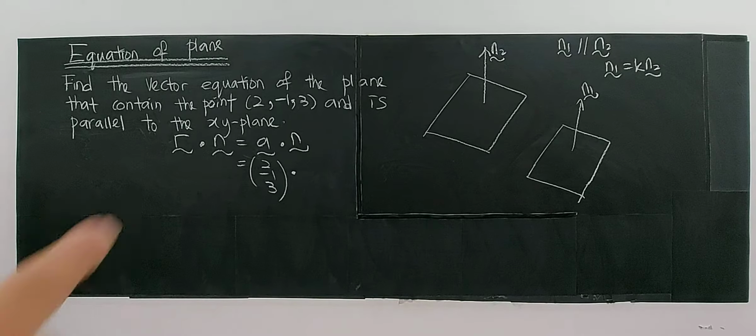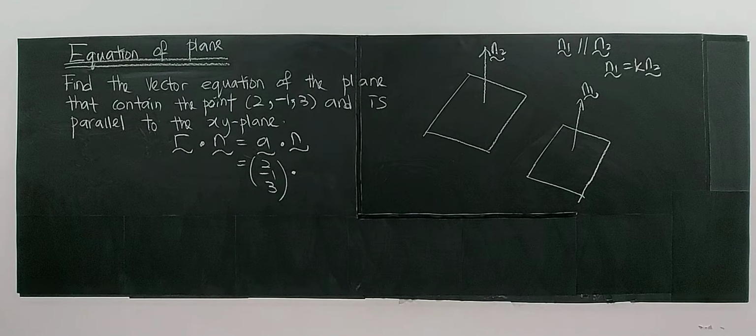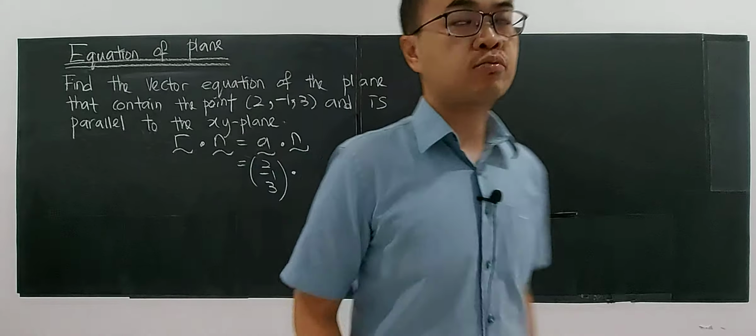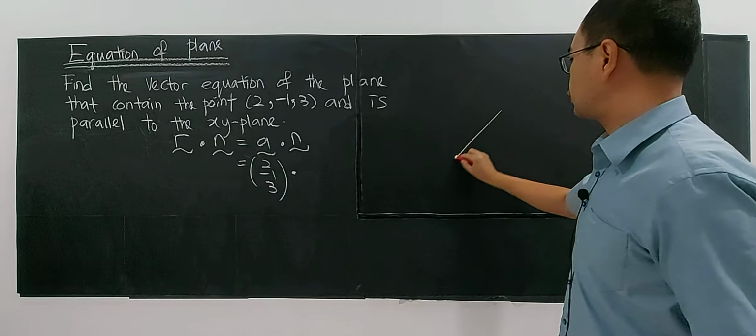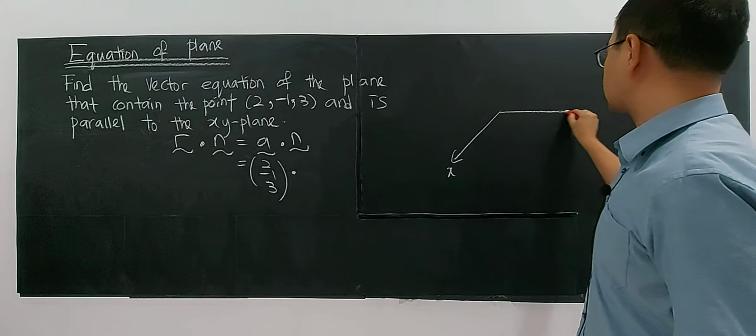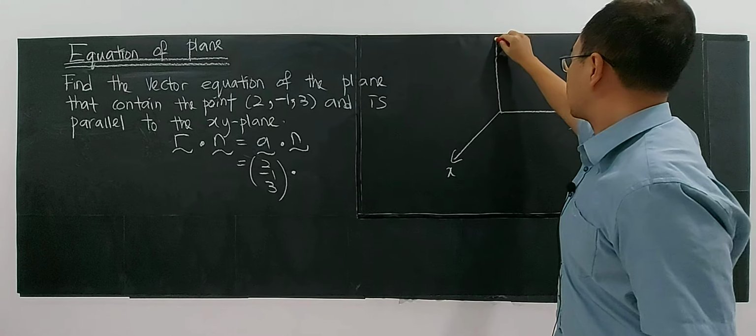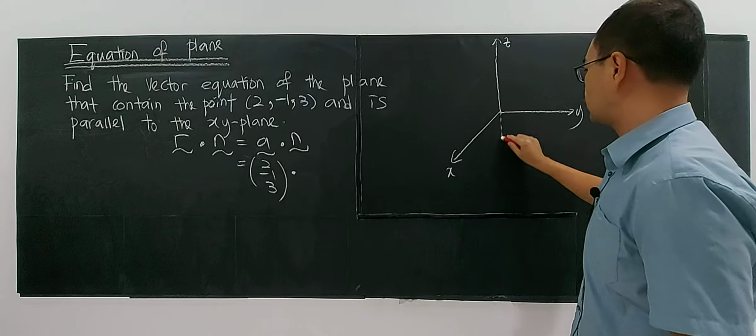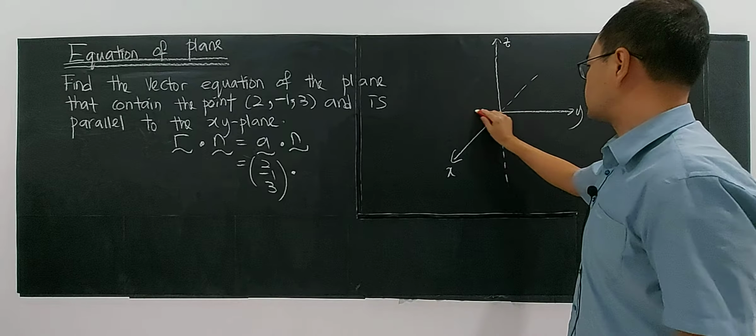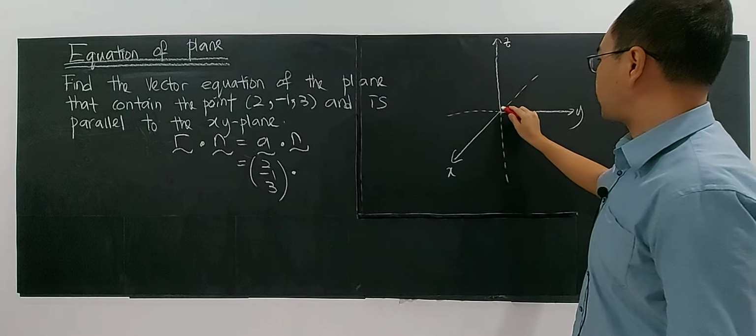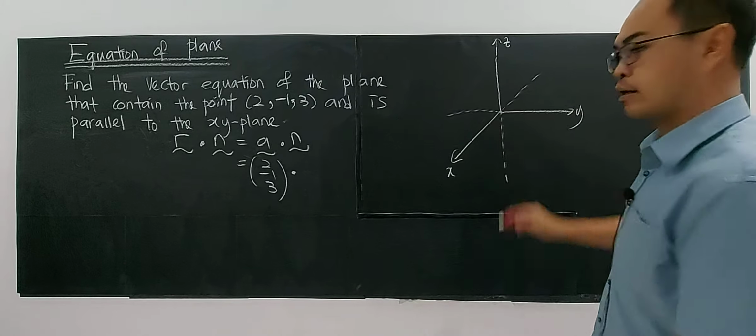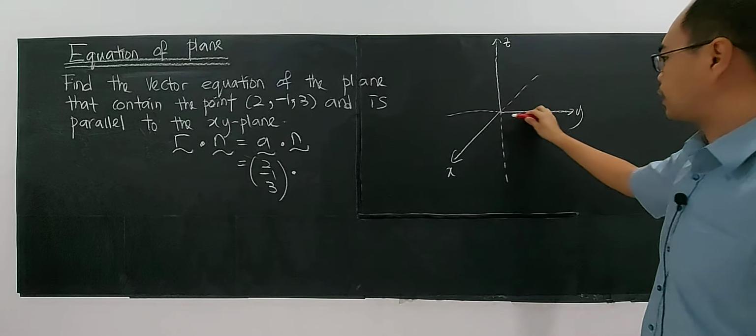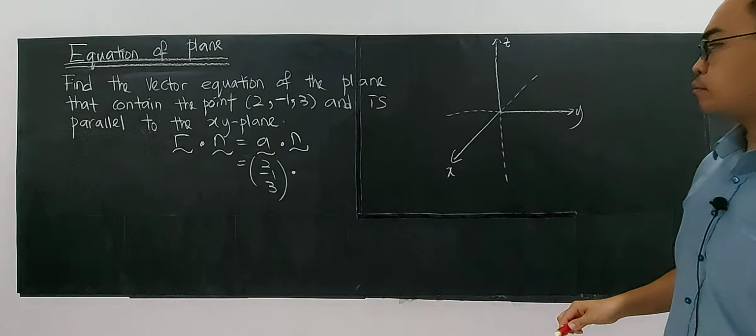So I'm going to explain what is meant by parallel to the xy plane. In 3 dimensions, we have coordinate axes x, y, and z, and the z-axis is always perpendicular to both of the other axes. The z-axis is always perpendicular to x and also y. This means that z is a normal vector for the xy plane.